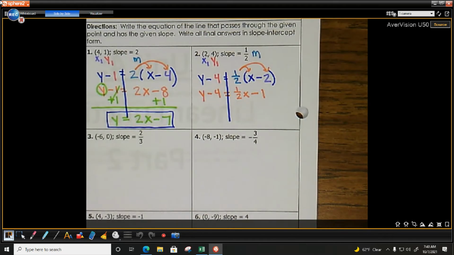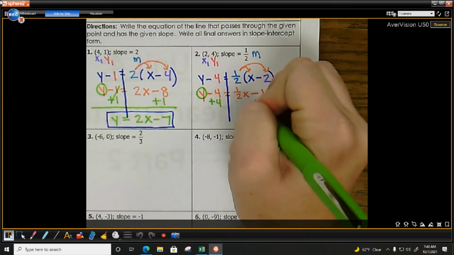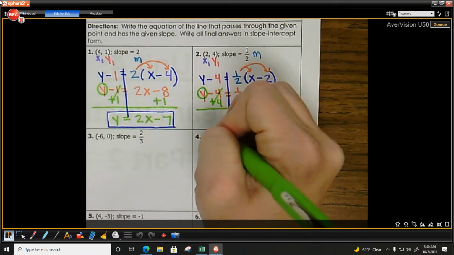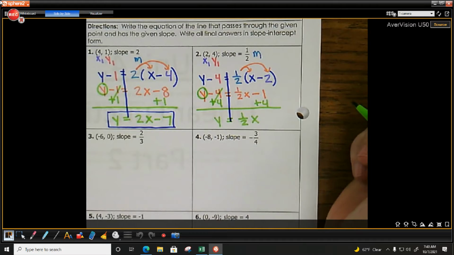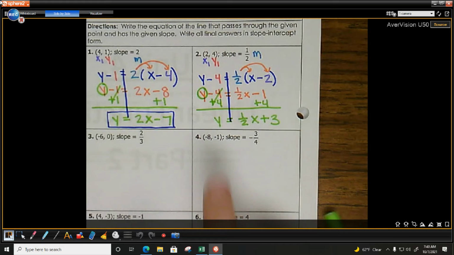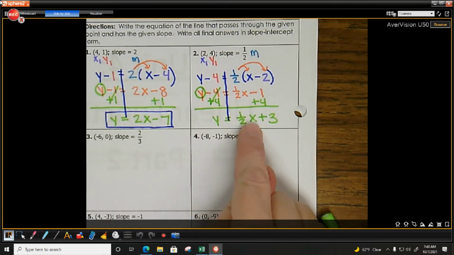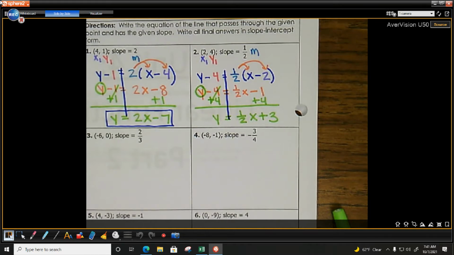Okay. I want Y by itself. What do we do next? Add 4. There we go. We need to get rid of the minus 4, so we add 4. So we get Y equals 1/2 X. What's negative 1 plus 4? Positive 3. Thank you. So are we now in the form Y equals MX plus B? Yes. What's my M? 1/2. Does that match the M that they gave me? Yes, it does.